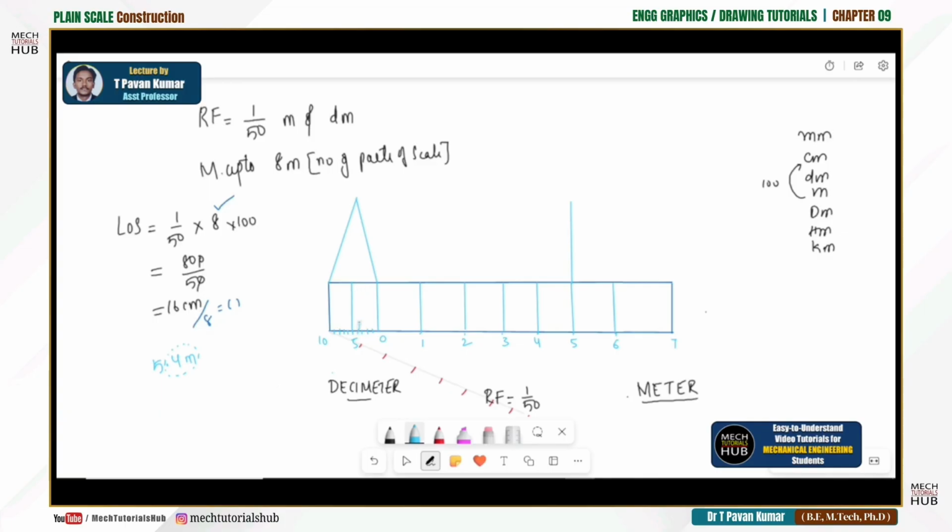Yeah, this is the line, no? 0.4 meters, something like this. And place one arrow. 5 meters, 0.4 decimeter. This is how I can read 2 dimensions or 2 units, meters and decimeters, on the same scale. Alright. So I hope you understand this particular concept.